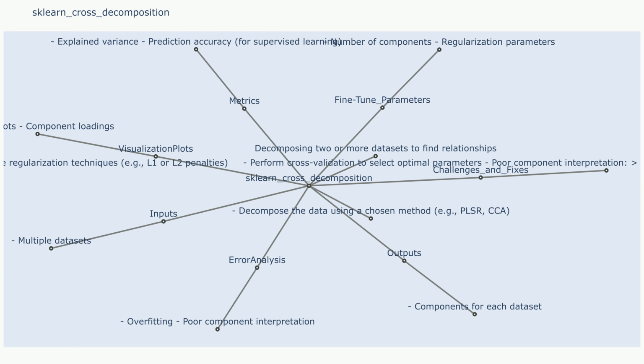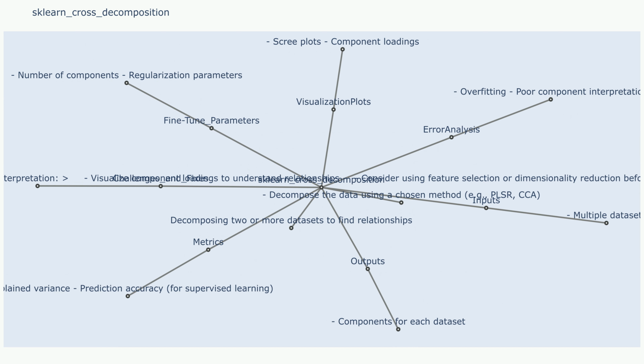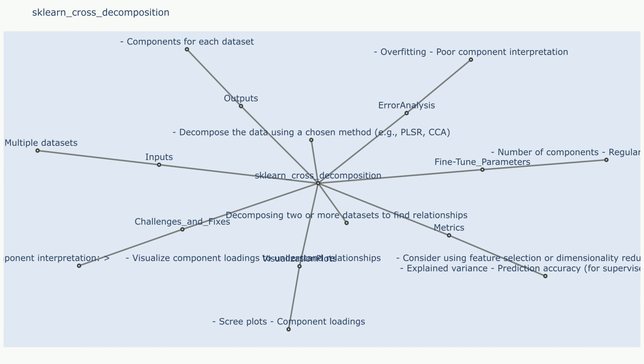Challenge 2, Data scaling. Different scales in the input datasets can affect the extracted components. Sample use case that resulted in challenge 2: one dataset has features in the range of 0 to 1, while the other has features in the range of 100 to 1000. Fixes to challenge 2. Standardization: scale the input datasets to have zero mean and unit variance before applying cross-decomposition. Feature scaling: use other scaling methods, like min-max scaling, to ensure that all features have a similar range.